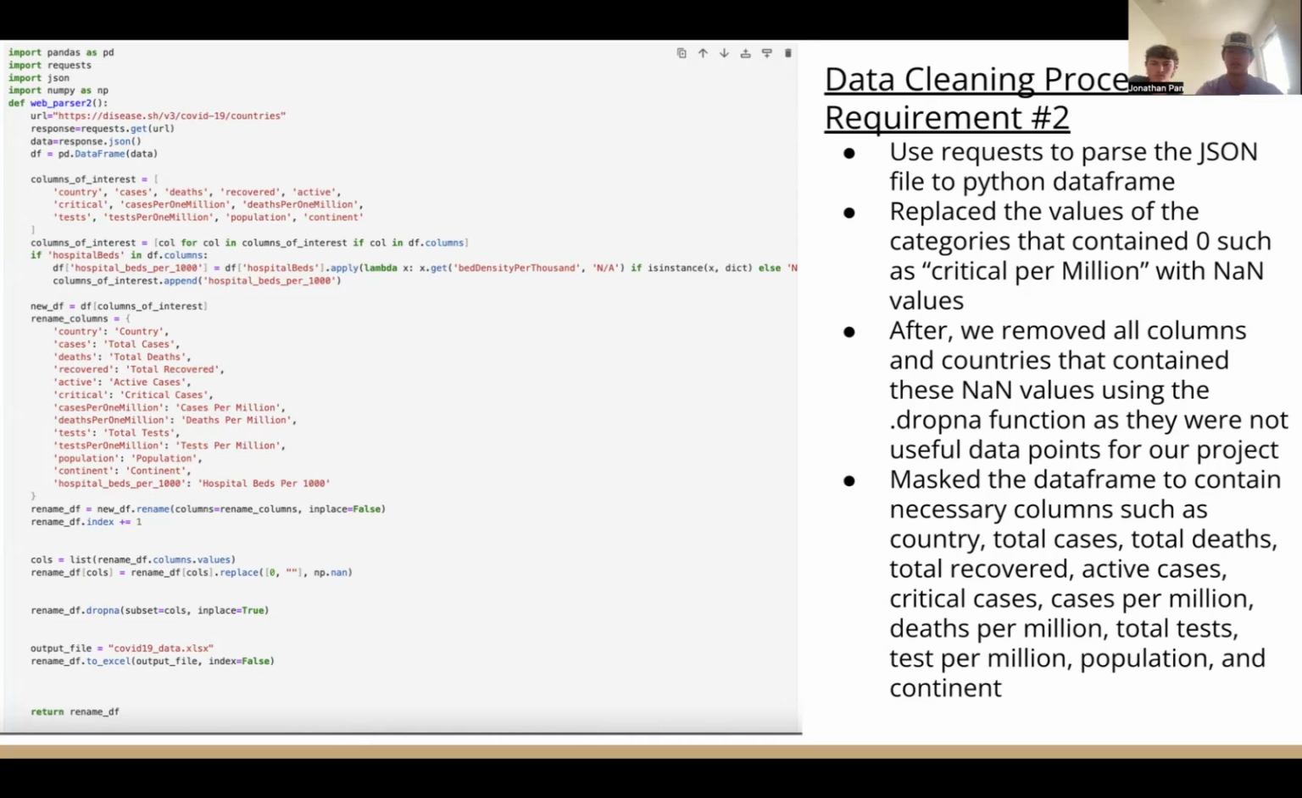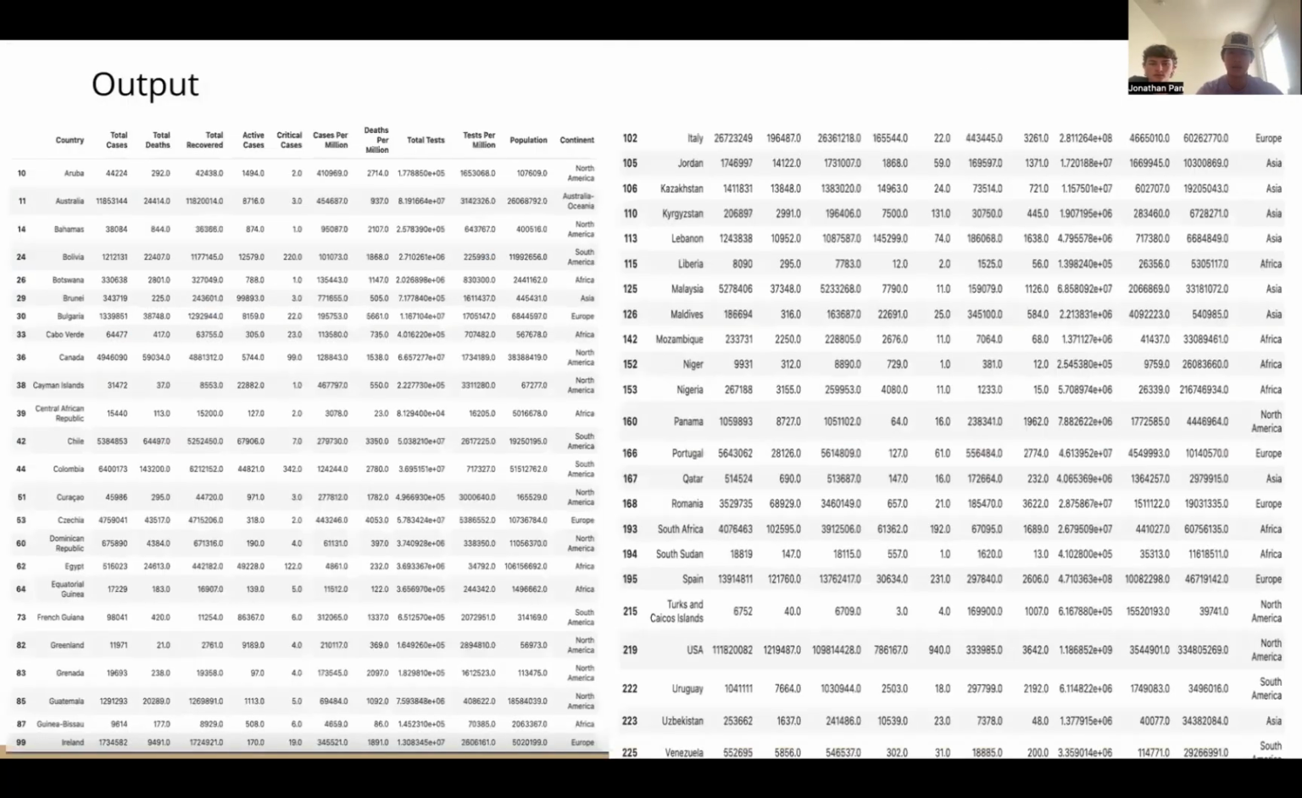And we masked the data frame to contain necessary columns such as country, total cases, total deaths, total recovered, active cases, critical cases, cases per million, deaths per million, total tests, tests per million, population, and continent. And this is our output as we have all countries listed as well as the columns that we wanted and the data that corresponds to each column.